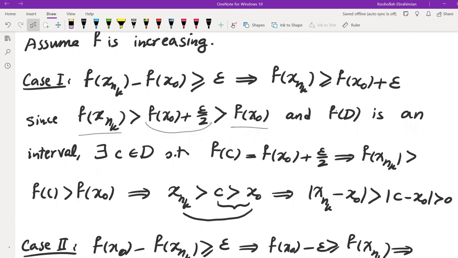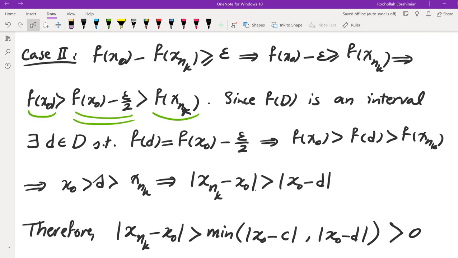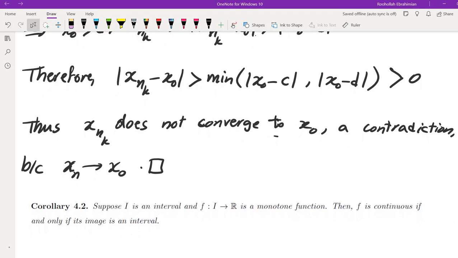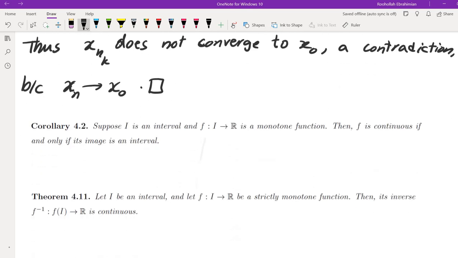And then we used that to show that there is a gap: f(x_nk) is not going to be able to approach f(x0). There's a gap between f(x_nk) and f(x0), and that is where we used the fact that f(I) is an interval, and we had to take two cases. Now this was for the case when f is increasing, and when f is decreasing, the process is nearly identical. Or you could look at negative f as a function that becomes increasing and go from there.